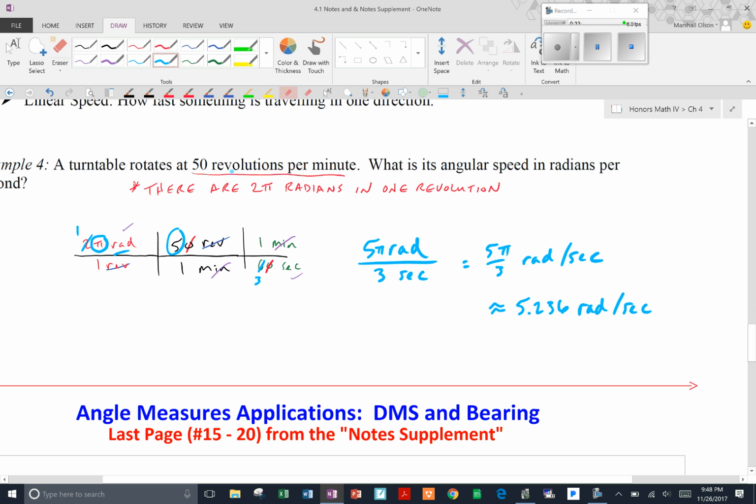So we know how many revolutions this turntable, this record player, is rotating per minute. 50 revolutions in 1 minute. Right? So per second, it's covering 5.236 radians per second. Okay, well, think about that. 6.28 radians per second would be a full revolution per second. Kind of gives you an idea, back in terms of revolutions, of what that really means.